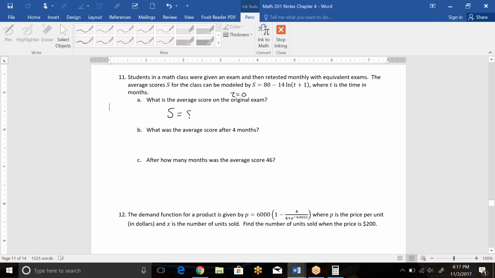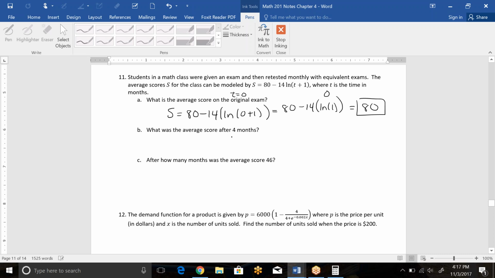So this is asking us to plug in t equals 0. So S equals 80 minus 14 natural log of 0 plus 1. This would be 80 minus 14 of natural log of 1. Natural log of 1 is always 0, because when you ask that, it would be e to what power equals 1. Well, that would have to be 0. So this is just 80, because this would be 14 times 0. So the original score, average score, was 80.